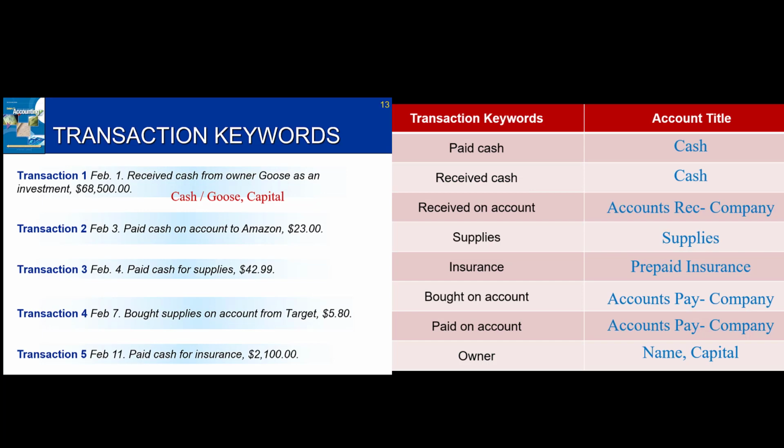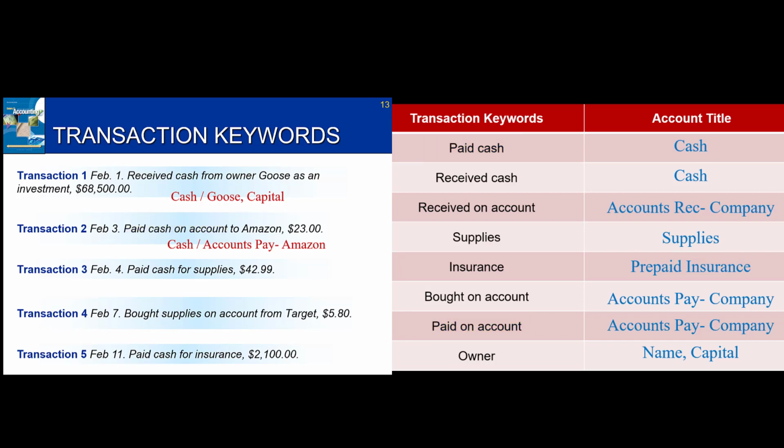In transaction 2, it says paid cash on account to Amazon. Again, I'm going along and boom, here's an account title. Right away it's cash. And then I'm looking for more keywords, and the two keywords I found are paid and account, and those go together and they match up to accounts payable. And I need to give the company name. So it's cash and accounts payable Amazon.